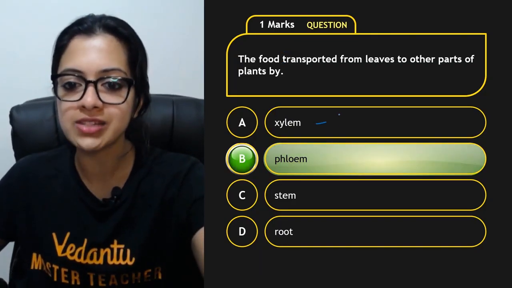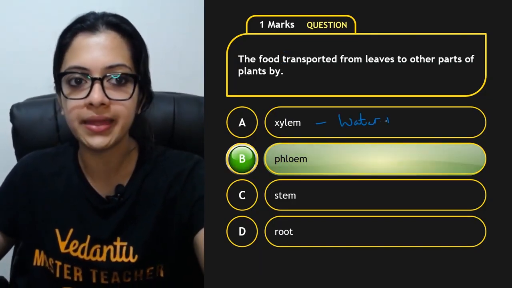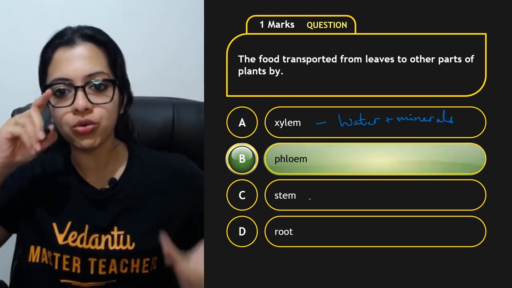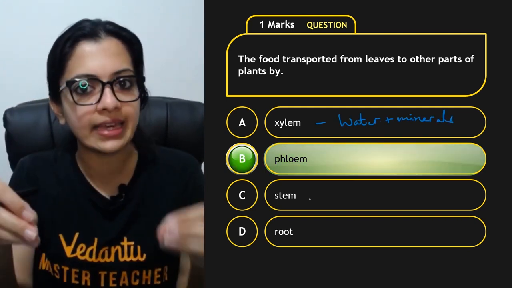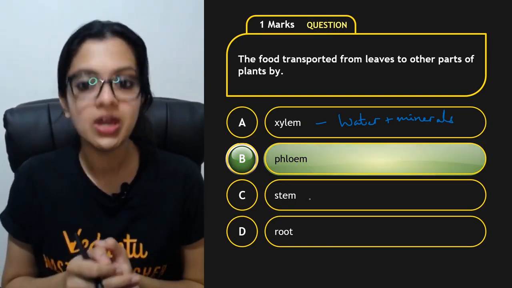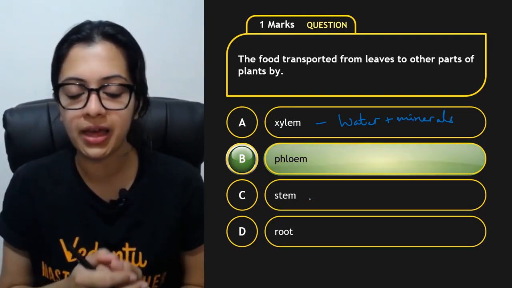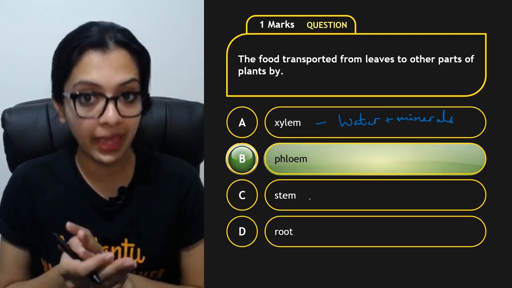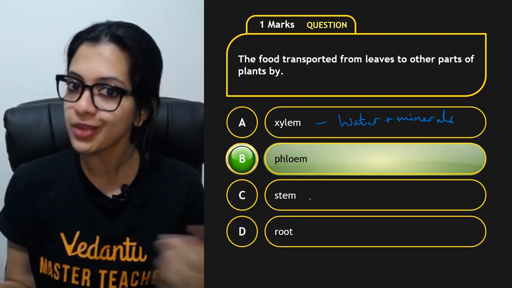Xylem would be involved in water and mineral transport. Stem and root, of course, don't directly act as tissues to help in transport. They are just different organs, different parts of the plant body. So food transport, or translocation, happens with the help of phloem.